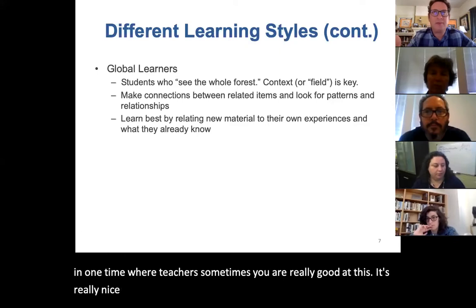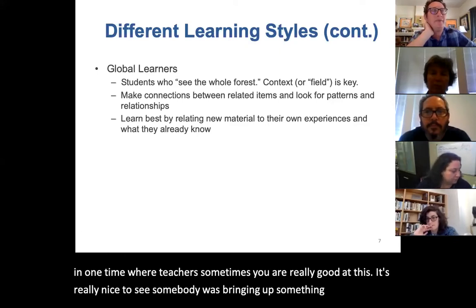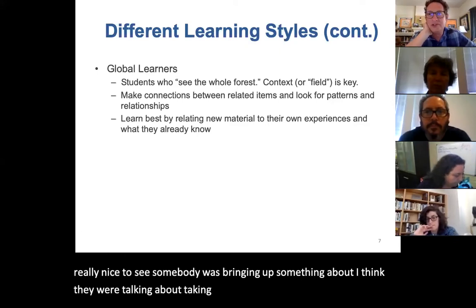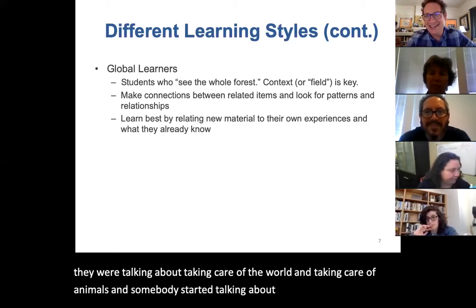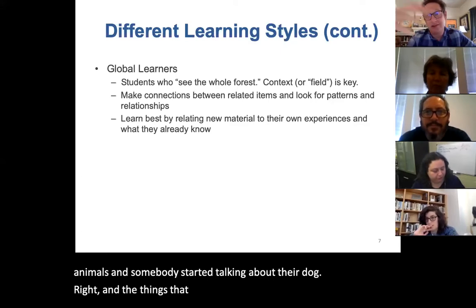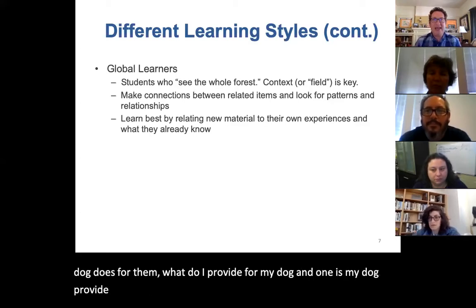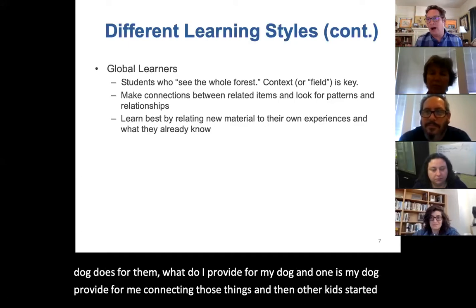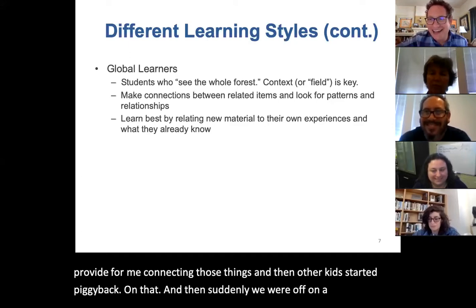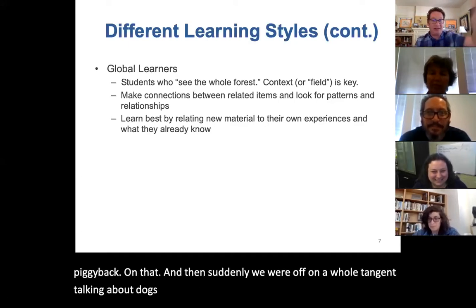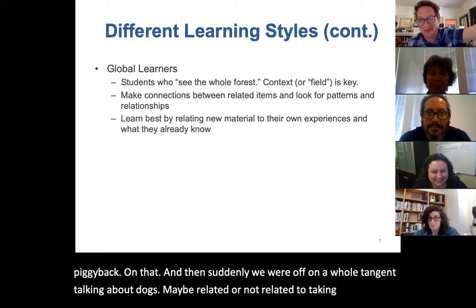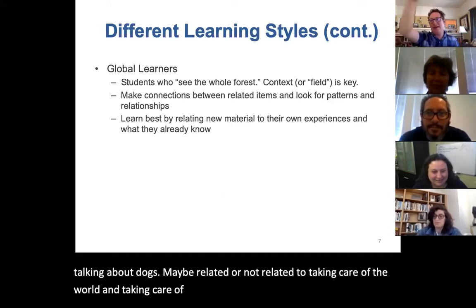Somebody was bringing up something about, I think they were talking about taking care of the world and taking care of animals. And somebody started talking about their dog, right? And the things that they do for their dog and the things that their dog does for them, right? What do I provide for my dog and what does my dog provide for me? And connecting those things. And then other kids started to piggyback on that. And then suddenly we were off on a whole tangent talking about dogs, right? Maybe related or not related to taking care of the world and taking care of animals, right? But that was everybody making connections.